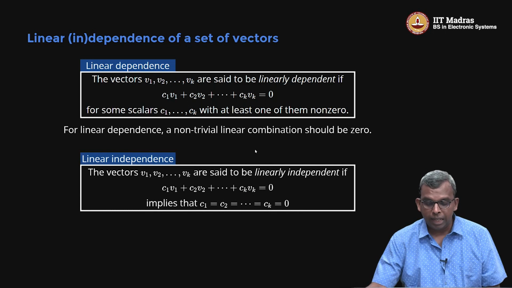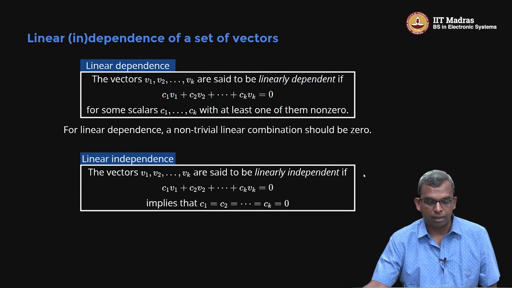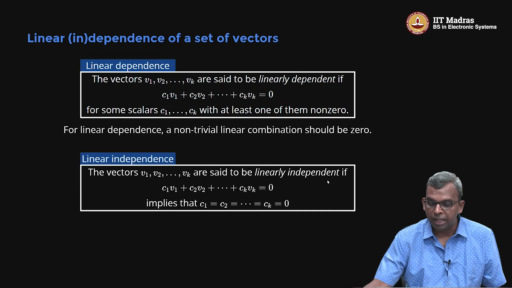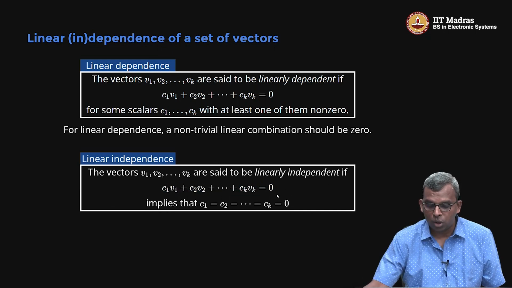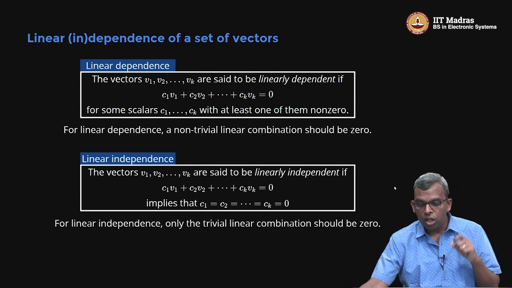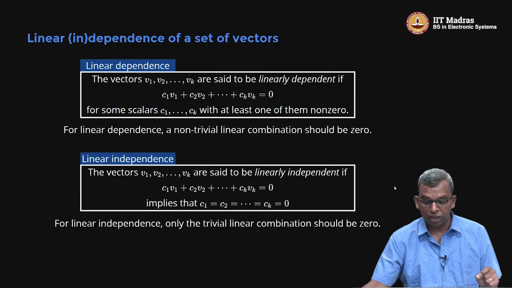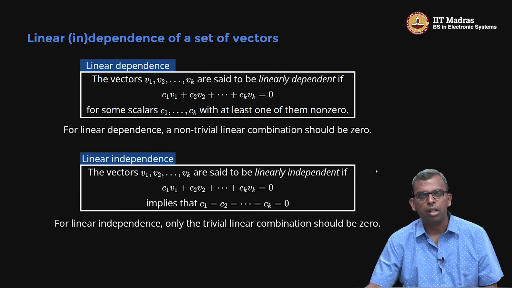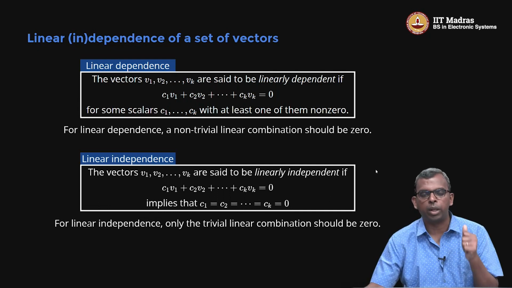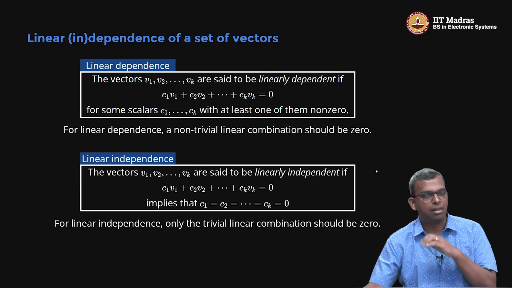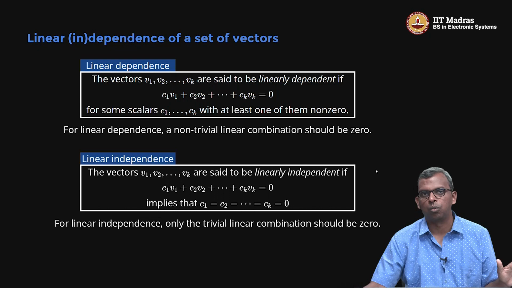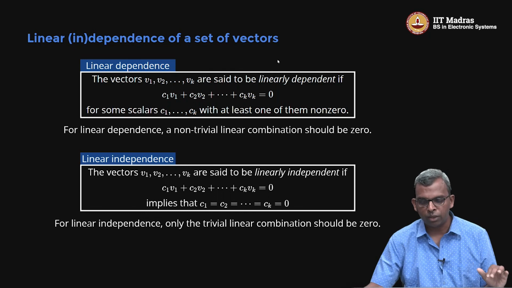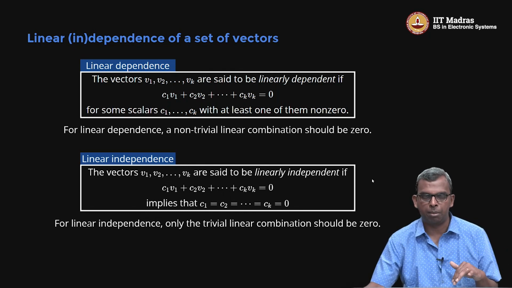Linear independence, on the other hand, is the opposite of this. Vectors v1 to vk are said to be linearly independent if whenever you have a linear combination which is 0, then c1 to ck is 0. Basically, only the trivial linear combination is 0 for linear independence. The only way to linearly combine to get 0 is the trivial linear combination where everything is 0. No other non-trivial linear combination is 0. So, this is the general definition of linear dependence and linear independence.